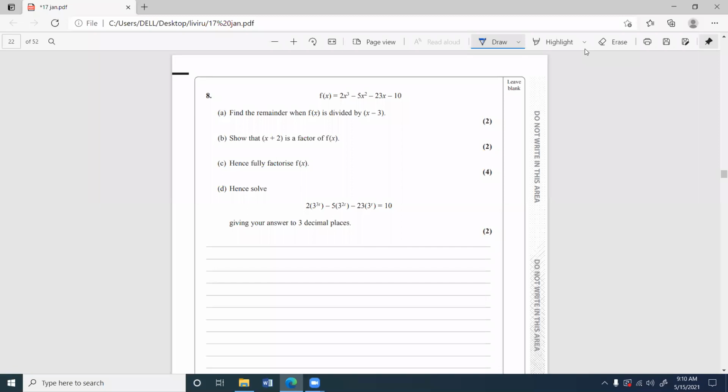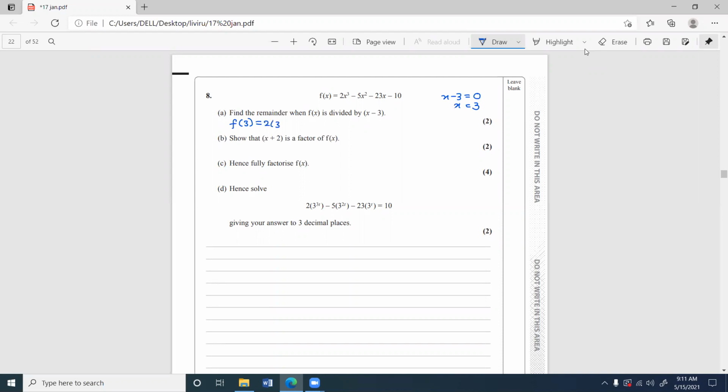Right. Then this is another important type of question. It's coming under the factor theorem and the remainder theorem. Find the remainder when f(x) is divided by x minus 3. So if you make this x minus 3 equal to 0, you get the answer x equals 3. Then we will substitute to get the remainder. From the remainder theorem, you can substitute 3 into this function. Then you get the remainder.